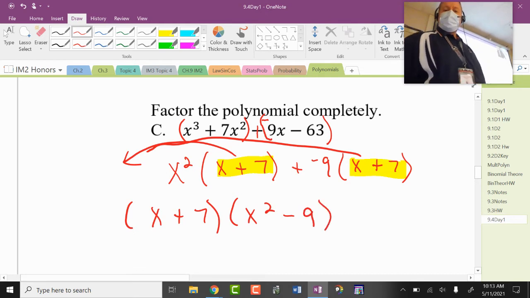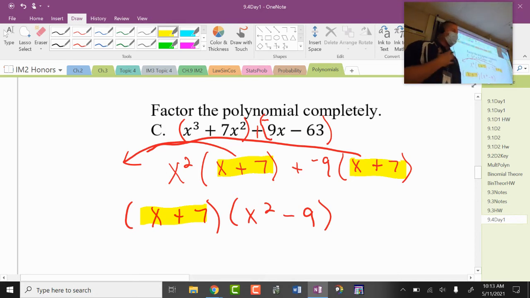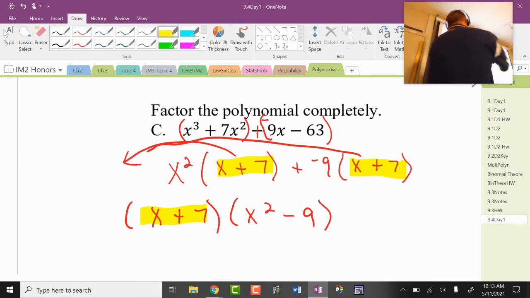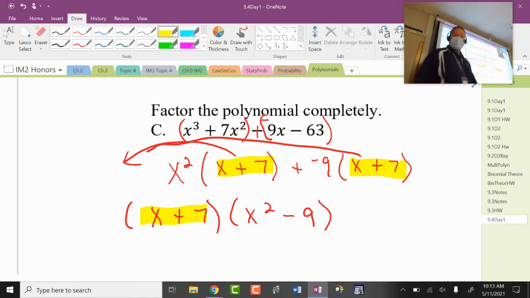Lockport's haunted. All right. So I pull out that x plus 7. That actually scared the heck out of me. Thought I was really doing bad with time. So think of that as a GCF so that you can figure this out and then go from there.